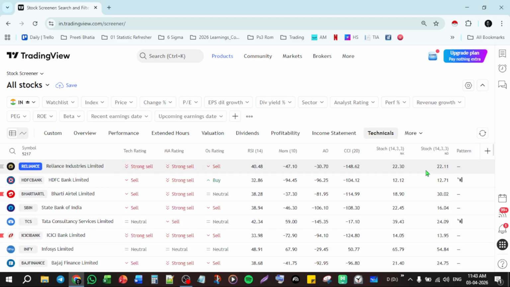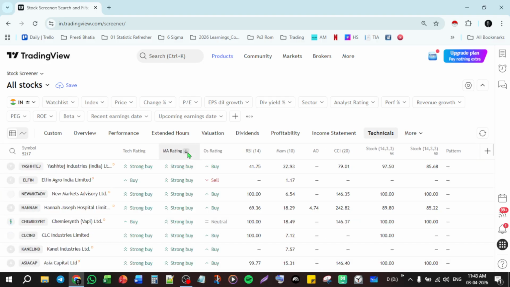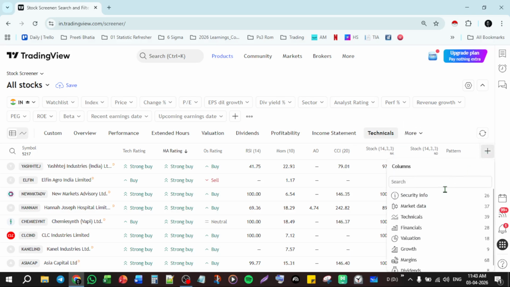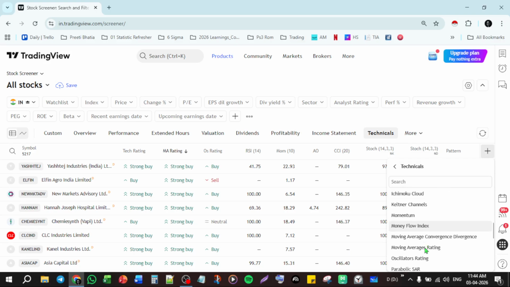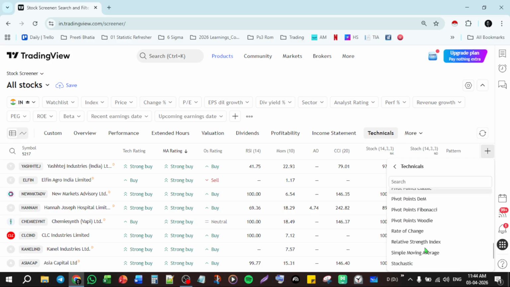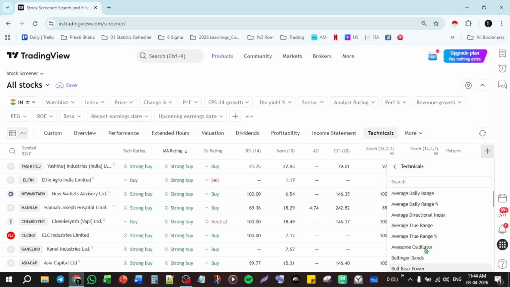Now, in technicals, what do you want? So many things are there. Over here, if you click, it says buy and sell. I'm not interested in this. I am interested in technicals, and it says whatever you want. See, there are so many technicals. You can use whichever technical you want, whichever you understand, and filter your stocks.